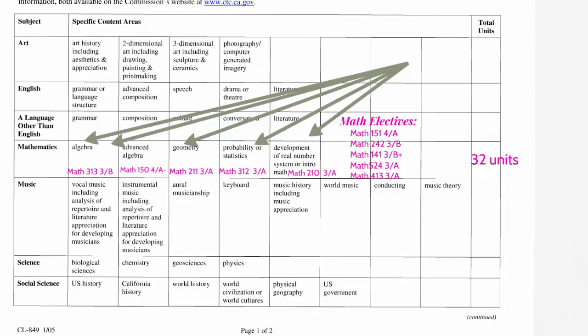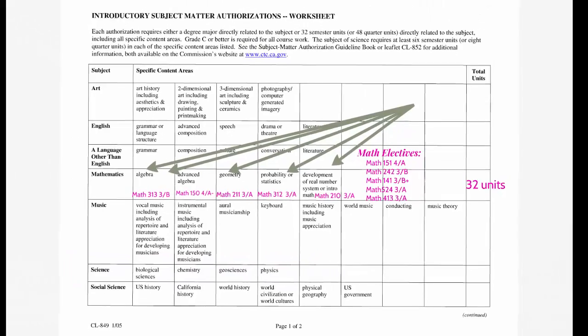Please note, earning a subject matter authorization in the subject of science requires at least 6 semester units in each of the specific content areas listed on the worksheet.